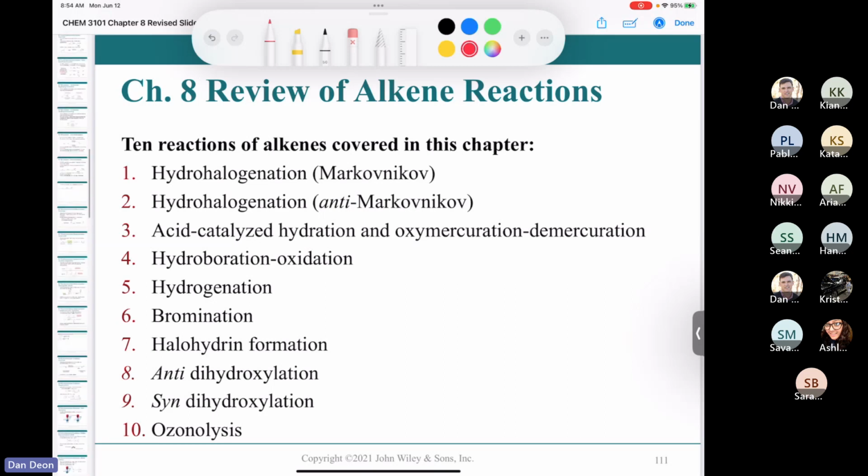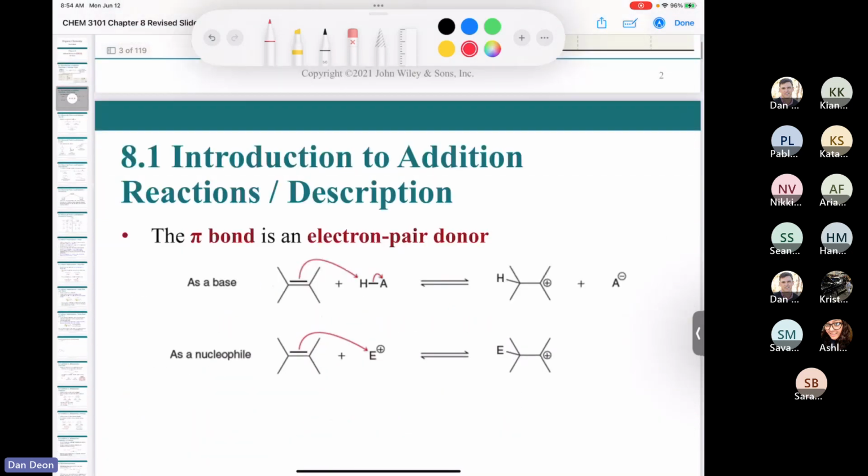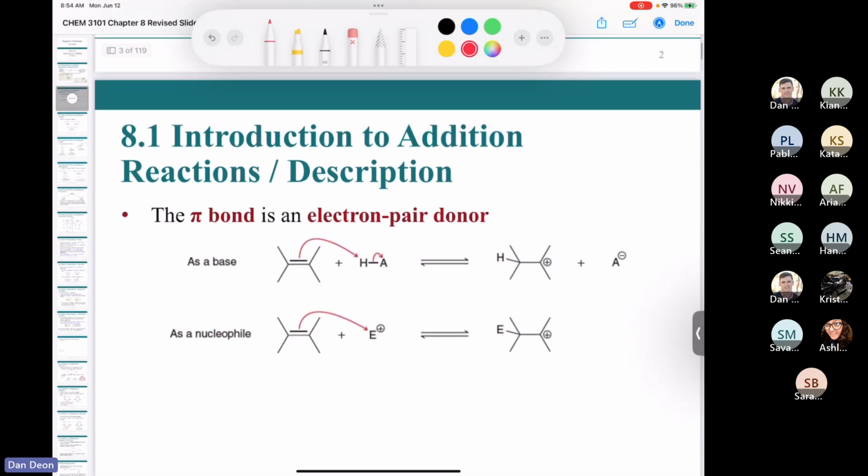So before we get into that, though, we've got to cover a little background on alkenes and a little bit of nomenclature. But again, why do we have a whole chapter focusing just on alkene chemistry? It's kind of answered here in a way. It says the pi bond, and you know that a pi bond is weaker than a sigma bond. Well, a pi bond can function as an electron pair donor. So what does that mean?